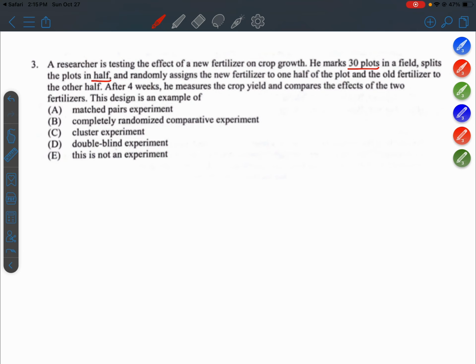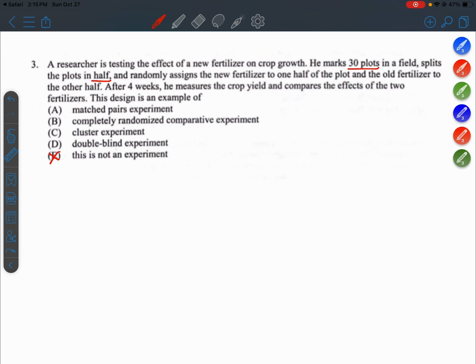This design is an example of A, matched pairs, B, completely randomized, C, cluster, D, double blind, E, this is not an experiment. Well, let's start with the fact that we did randomly assign. So we could eliminate E. This is an experiment.